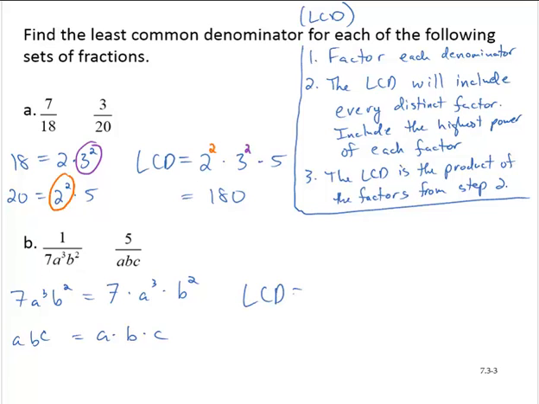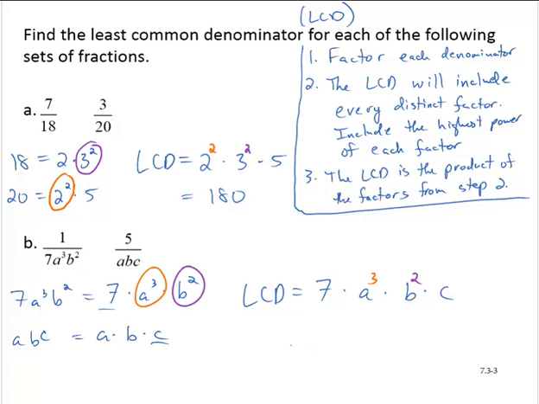So for our LCD, let's list all of the unique factors that we see. I see 7, a, b, and c. And I'll include the highest power of each factor. I only see the 7, so it's set. I see a cubed and a, so I go with the higher, the a cubed. I see b squared and b. I go with the b squared. That's the higher power. And I see just a plain c, and so I'll leave it alone.